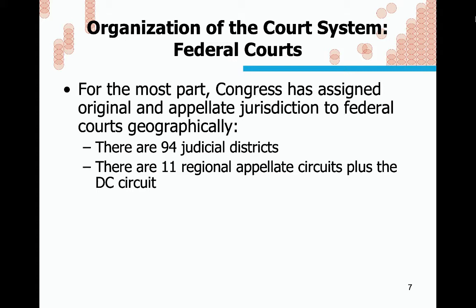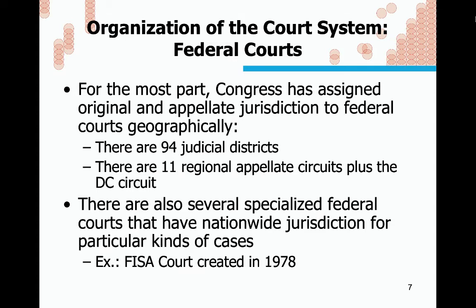For the most part, with federal courts, Congress has assigned original and appellate jurisdiction to federal courts geographically. There are 94 different judicial districts within the federal court system scattered around the country. And there are 11 regional appellate circuits plus the DC circuit. So there are 12 what we call federal circuit courts or appellate courts in the U.S. system. Beyond that, there are several specialized federal courts that have nationwide jurisdiction for particular kinds of cases.